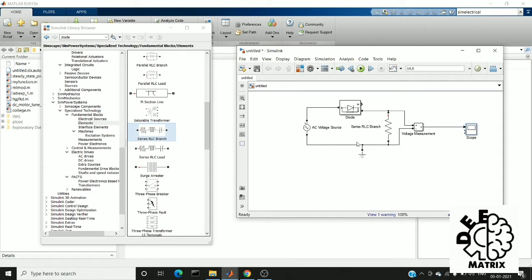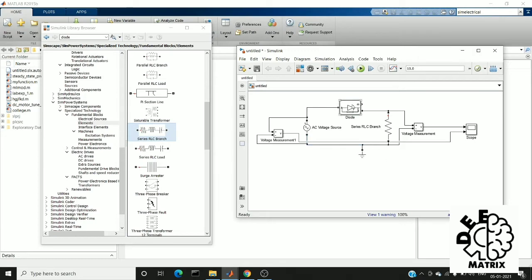We need another voltage measurement. I'm going to connect this voltage measurement across my input, that is my AC voltage. The output of this is connected to the scope.